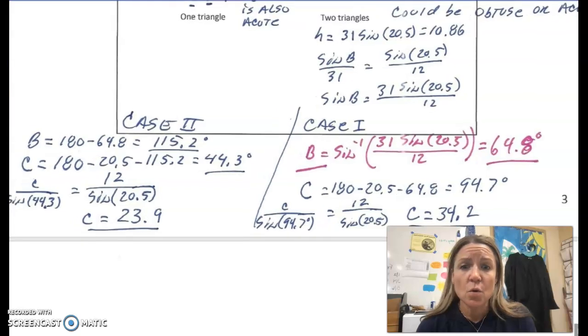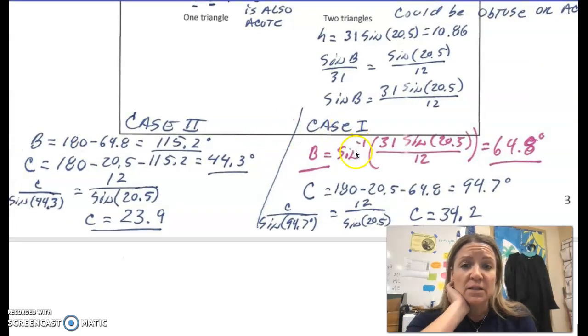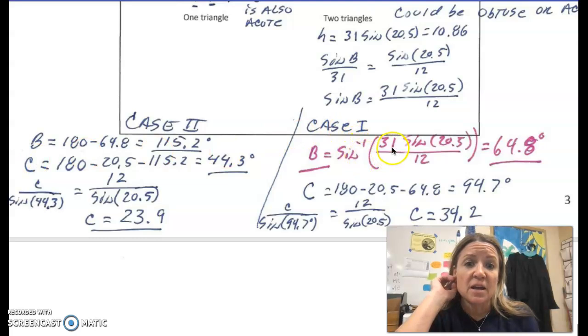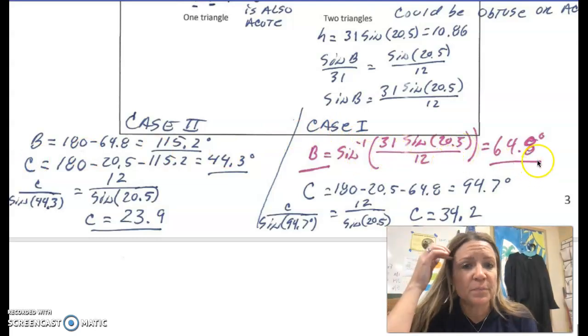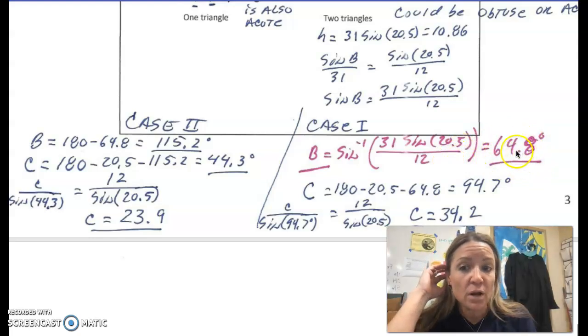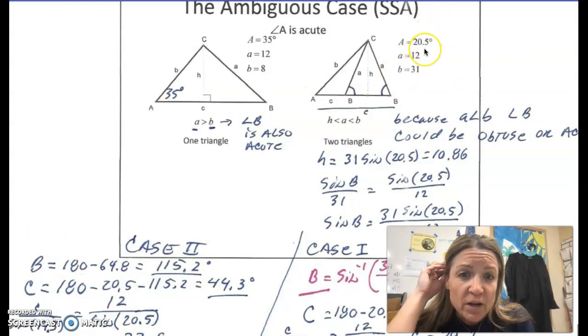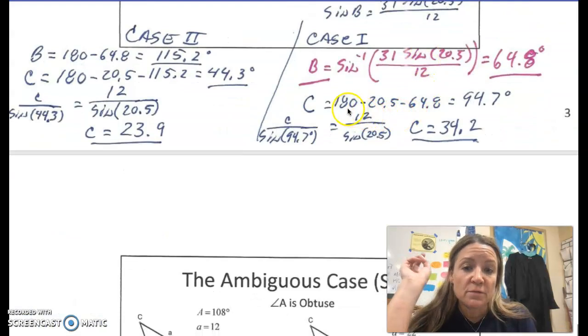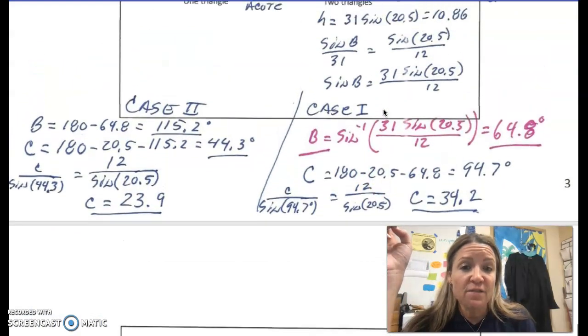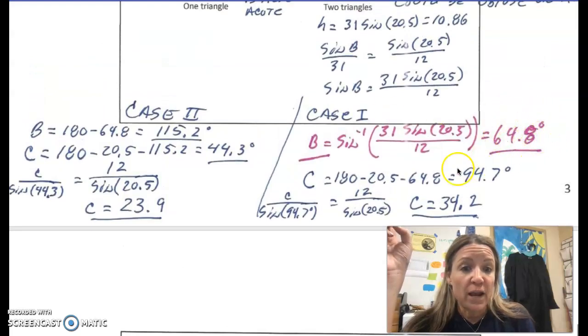Case 1 is the inverse sine of 31 times the sine of 20.5 divided by 12. That means it's 64.8 degrees. And so we know which angle. We know the 20.5. So we start with 180, total degrees in a triangle, subtract the 20.5, subtract the 64.8 that we have right here, and we get 94.7.